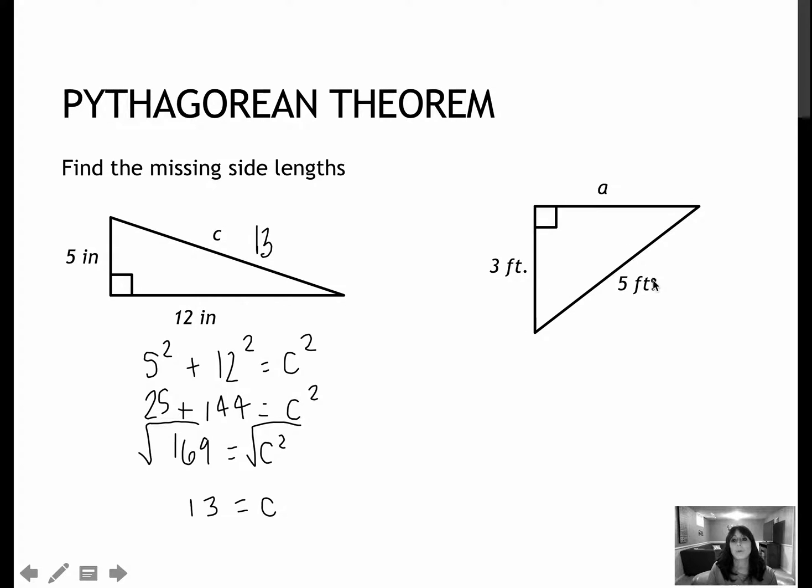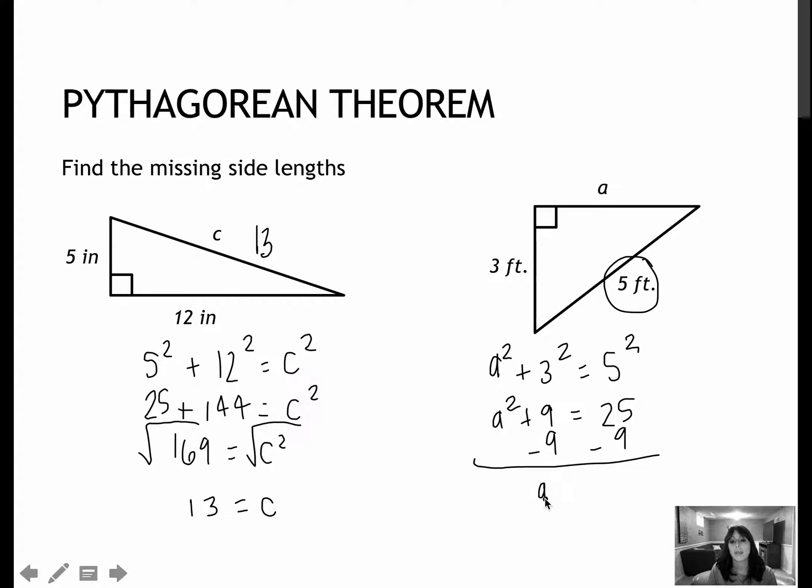For my next example, notice that I have the measure of c, but I don't have the measure of a. So I'm going to say a squared plus 3 squared equals 5 squared. 3 squared is 9, so a squared plus 9 equals 5 squared, which is 25. In this case, I'll have to subtract that 9 so that I have a squared equals 16, and just as I did over here, now I'm going to take the square root to get that a is 4. So a is 4 feet, c was 13 inches.